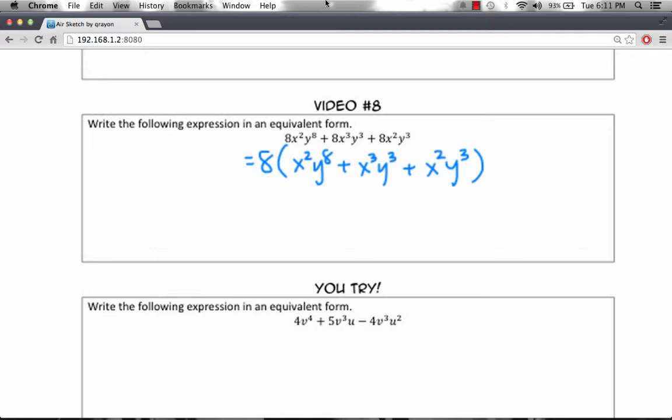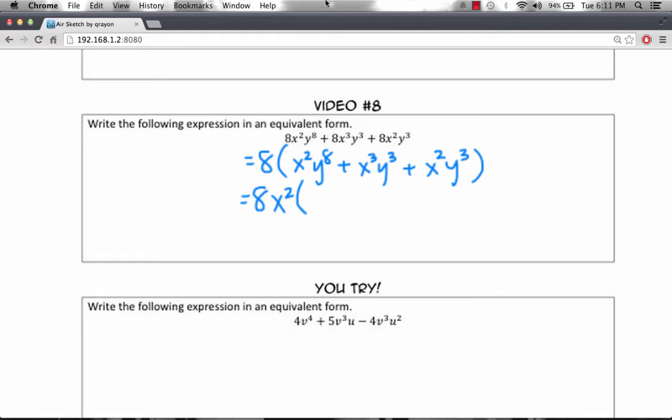The next thing I notice is that they all have x's in common. Now the first term has an x squared, the second has an x cubed, and the third has an x squared term. Our goal is to factor out the same number of x's from all three terms. And since they have at least 2 in all of them, we can factor out an x squared.